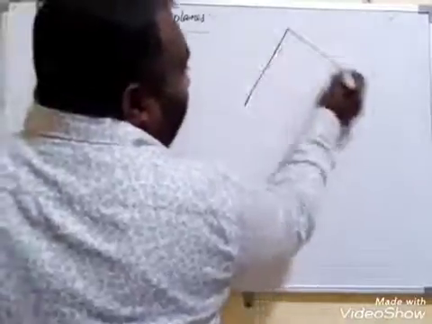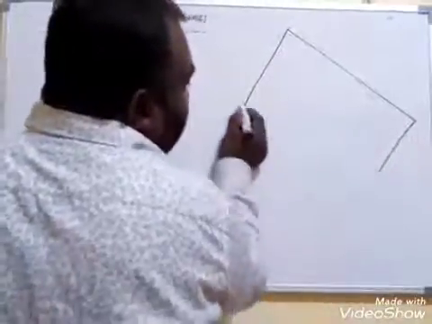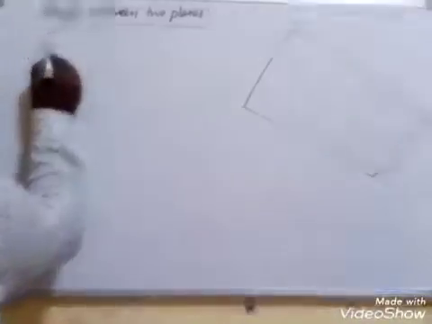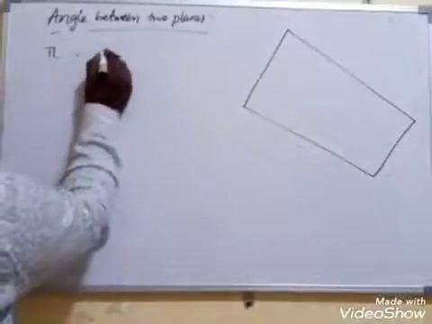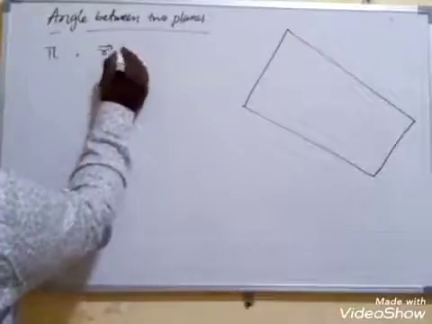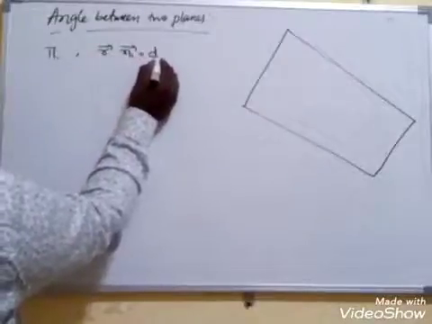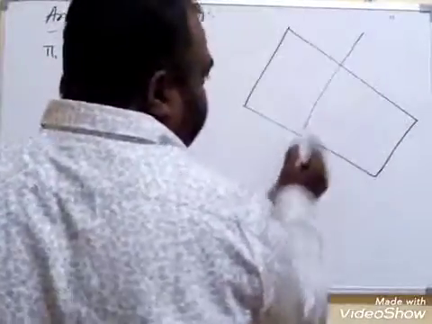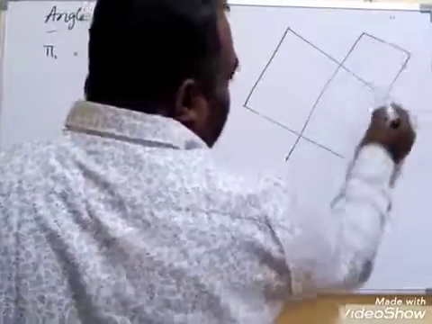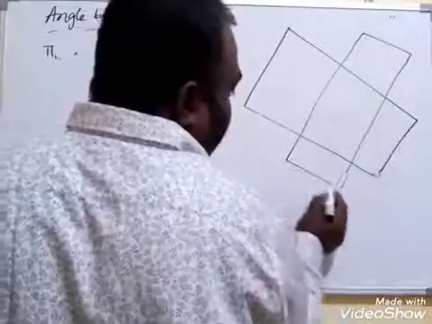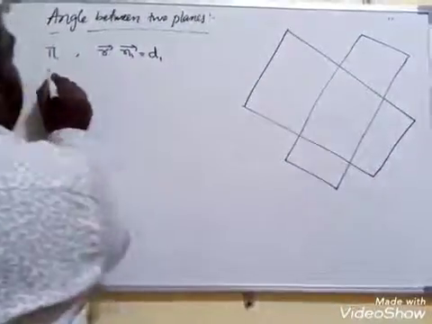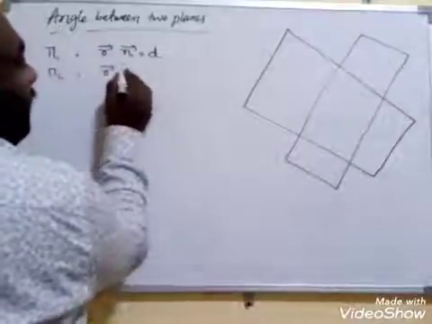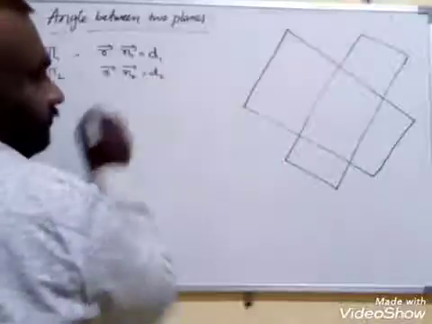They are given this plane as pi 1. That is pi 1, a plane with equation r bar dot n1 bar is equal to d1, and another plane, this is the other plane they are given, pi 2 with r bar dot n2 bar is equal to d2.